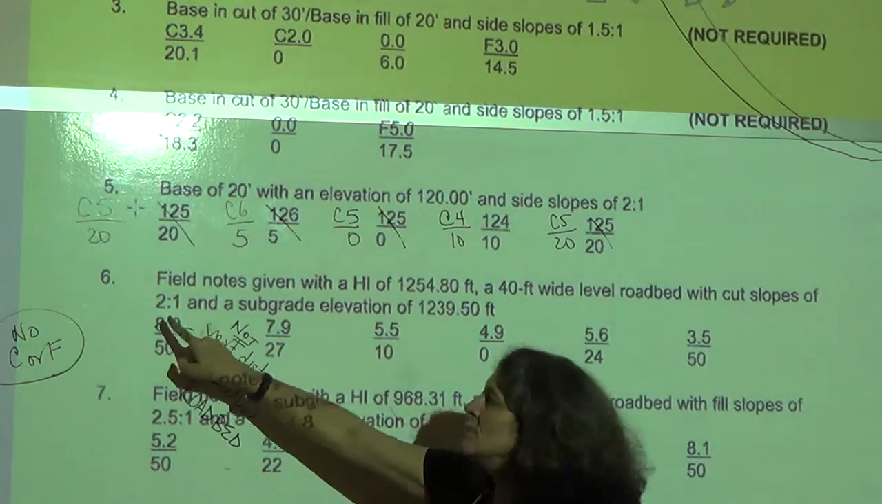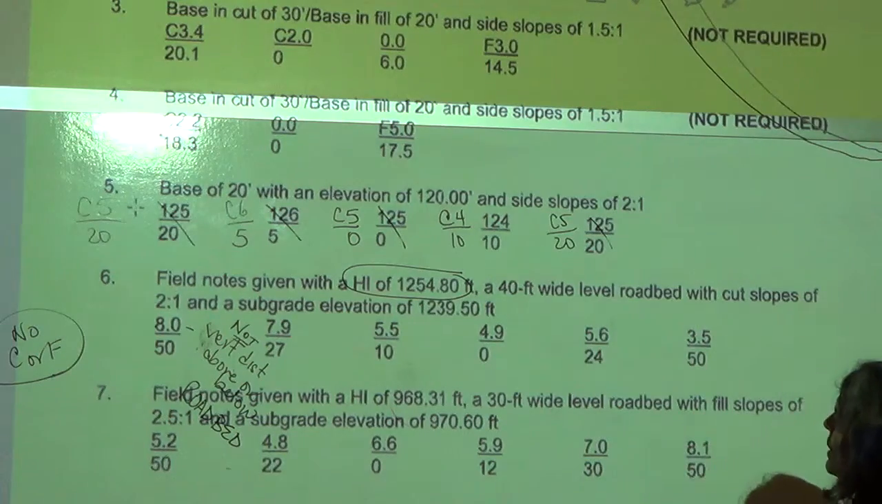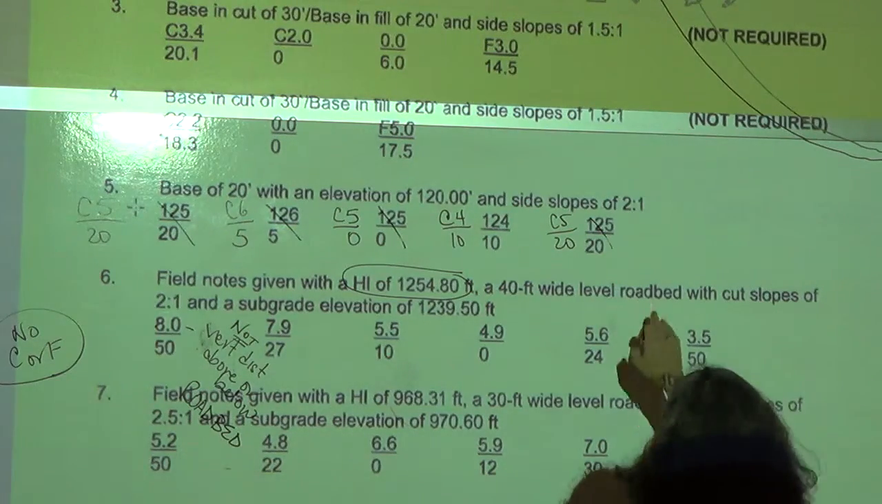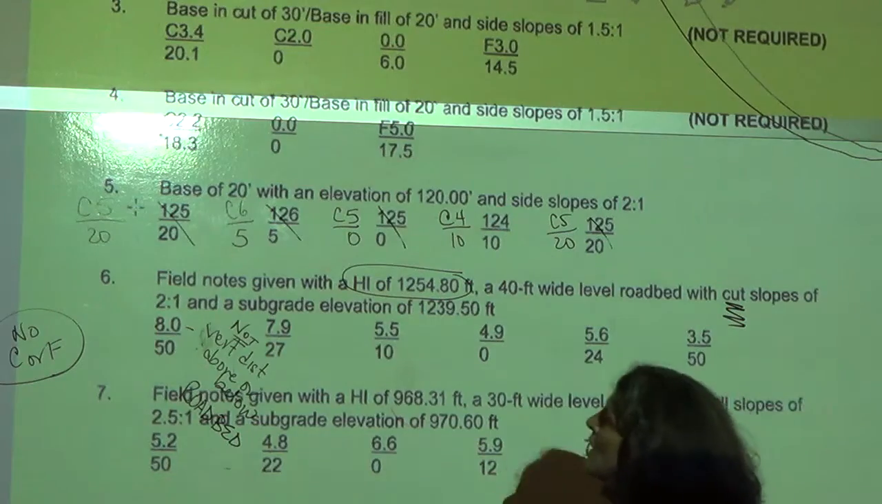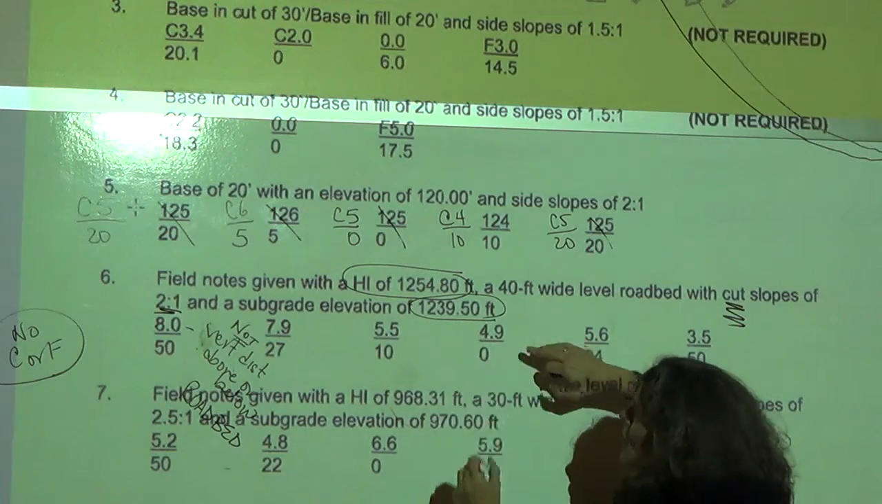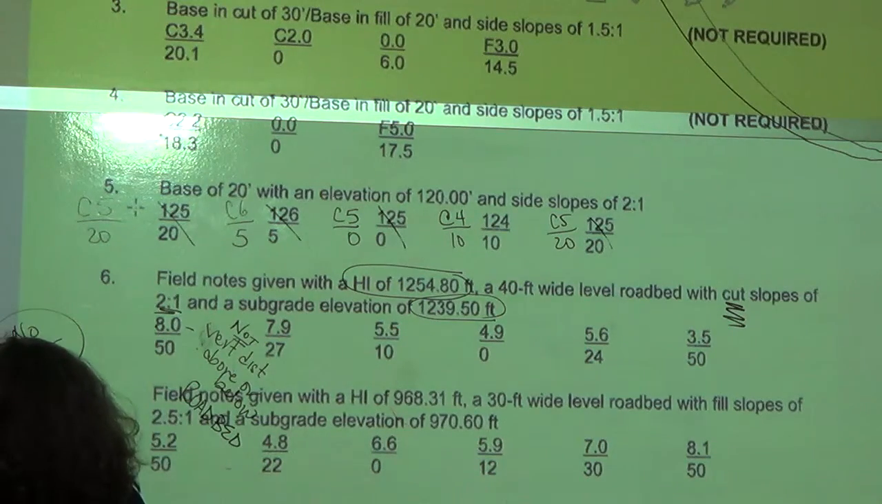Robert. Yes. So let's read it. Field notes given with a height of instrument. So you have a height of instrument of 1254. 40-foot wide level roadbed, 2020. I drew that line already. With cut slopes. Ah, they tell us cut. How nice. Of 2 to 1 is the embankment, and a subgrade elevation is 1239. So that means that my road goes out 20 here, and it goes out 20 here. This is the roadbed, also called subgrade roadbed. And what did they say the elevation is at the roadbed? 1239.5 feet.